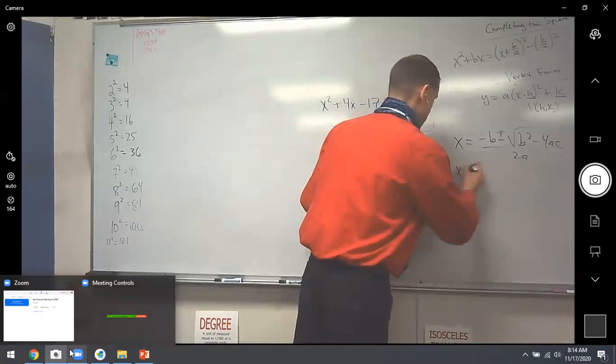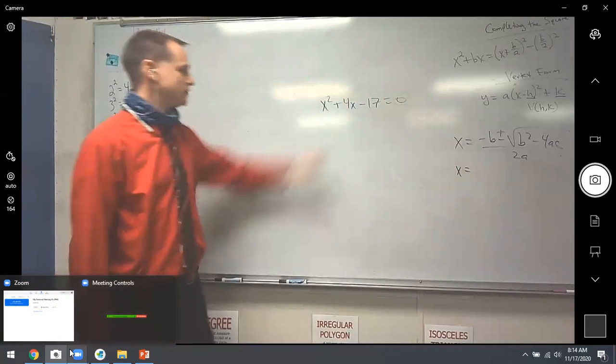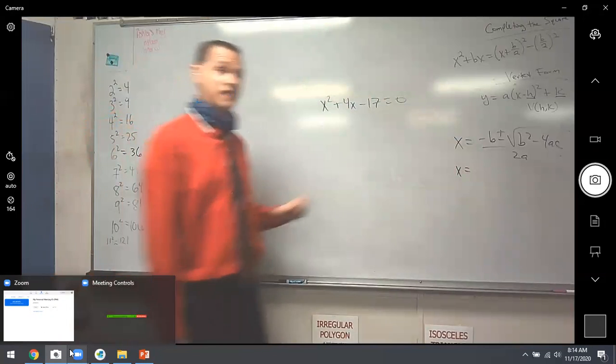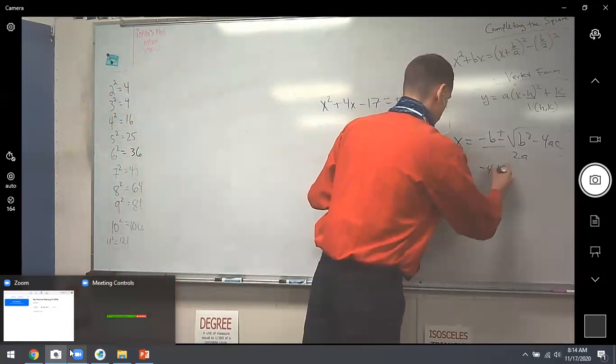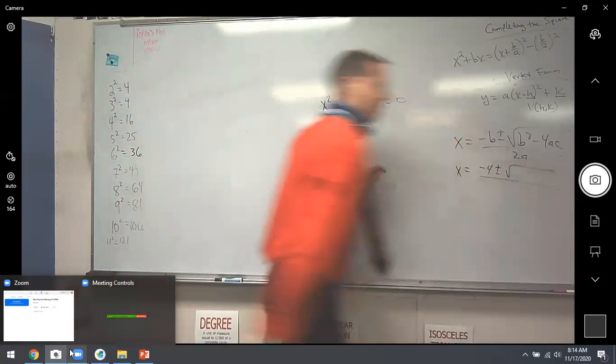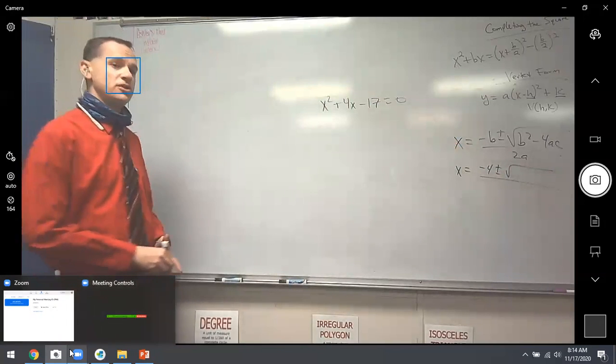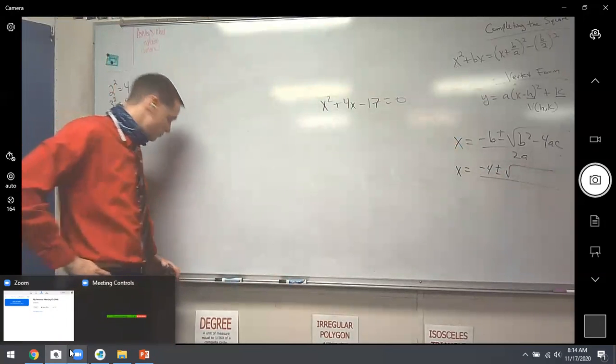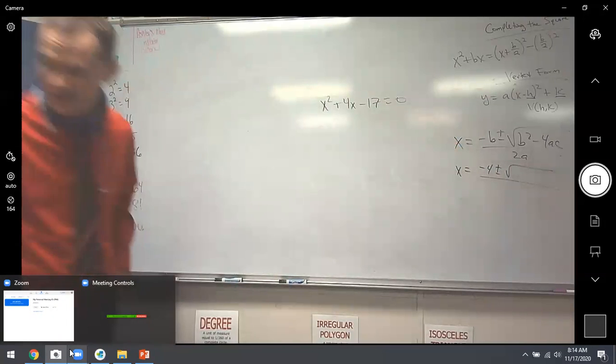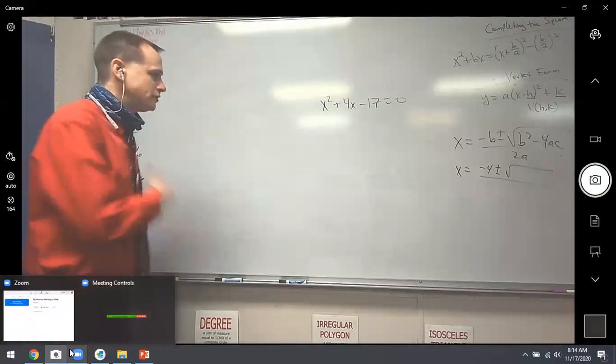Nice and slow. So x equals negative b. B was 4. So negative 4. Plus or minus. There'll always be 2 answers for this, just like when you completed the square and had to do a plus or minus when you took a square root. This is no different. There'll always be a plus or minus. There'll always be 2 answers involved.